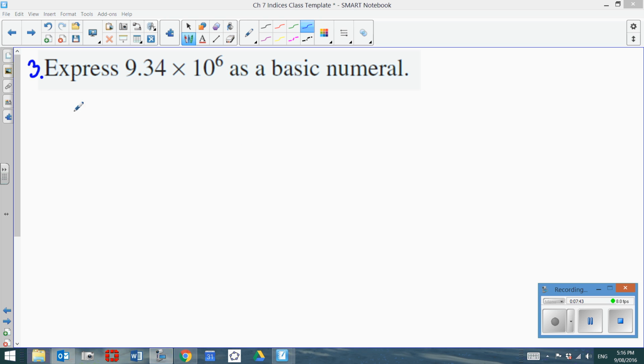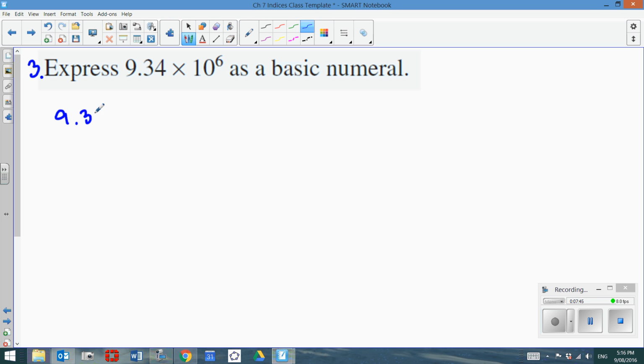Example 3 is going to ask us to take scientific notation and write this number as a basic numeral. So I'm actually going in reverse. So times 10 to the 6 means I'm moving to the right, because it's a positive exponent, and I'm going to move this decimal 6 times. So if I have 9.34 written down, and I move my decimal 6 times to the right, there's 1, 2, 3, 4, 5, 6, and I put my new decimal here.